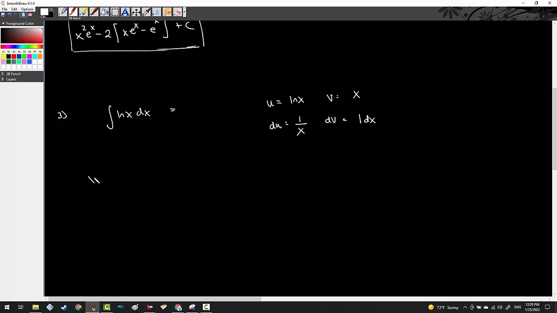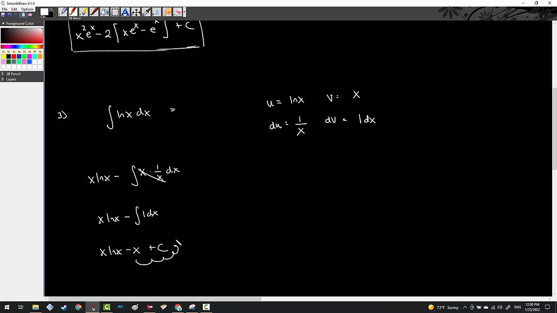It's going to be uv, so x ln of x minus the integral of v du, which is 1 over x dx. Check this out. They cancel. So you end up with x ln of x minus the integral of 1 dx. So it's x ln of x minus x plus c.